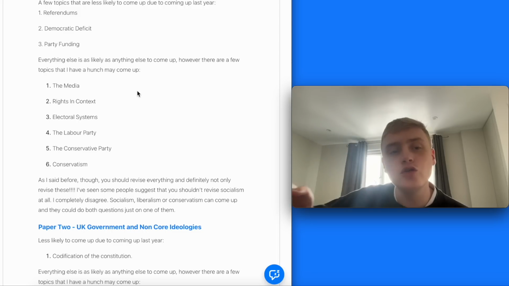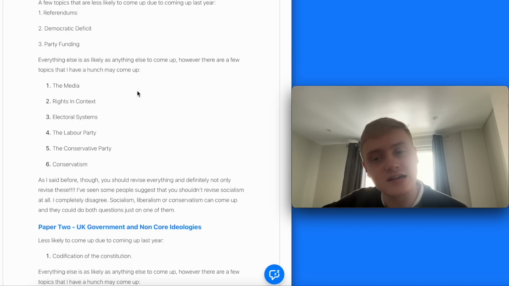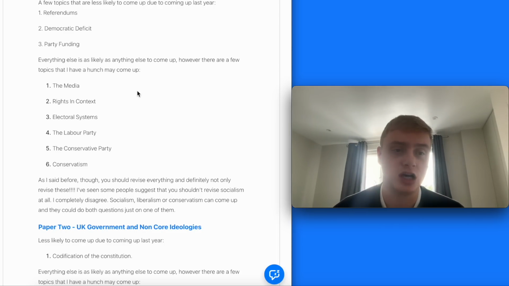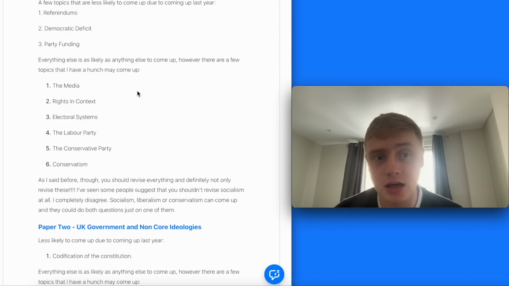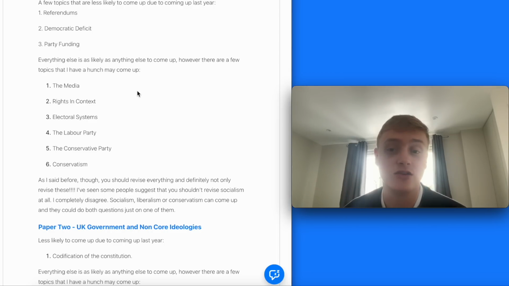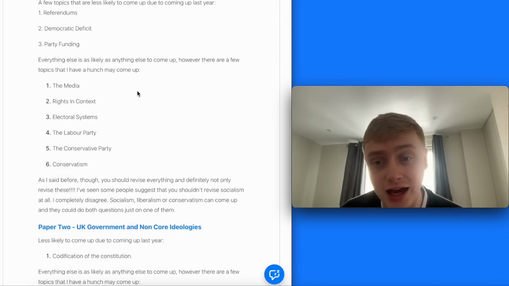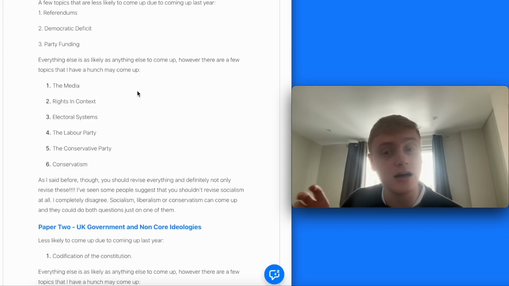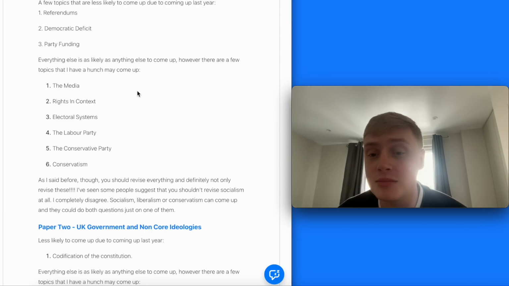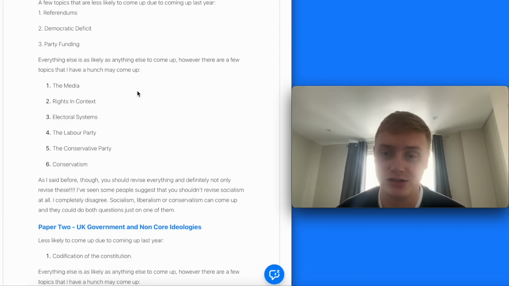But there are a few topics that I have a hunch are likely to come up, given the fact they haven't come up last year or in recent years, and it's their turn to come up. So the first one of those is the media, and that could be as part of a voting behaviour question, such as evaluate the view that the media is the most important factor influencing voting behaviour in the UK, or it could be a question about the media on its own, something like evaluate the view that the role of the media in politics is exaggerated, or evaluate the view that the media has little impact in UK politics. And obviously for those two different types of questions, there is a different structure.